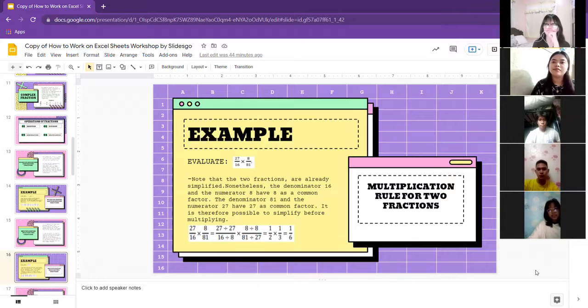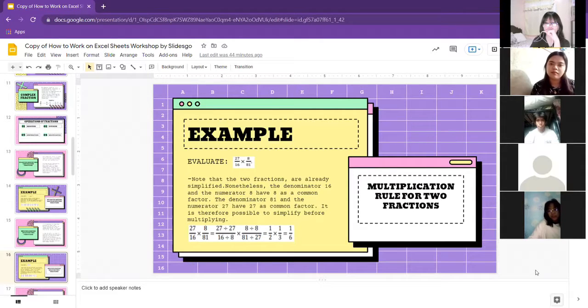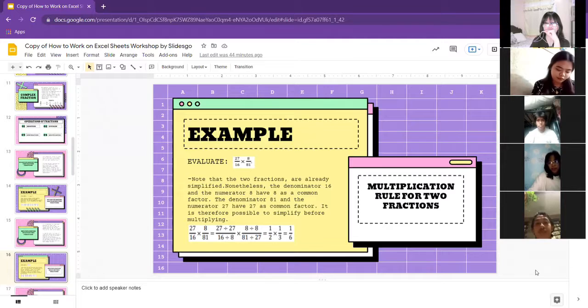27 over 16 times 8 over 81: 27 divided by 27 equals 1, 16 divided by 8 equals 2, 8 divided by 8 equals 1, and 81 divided by 27 equals 3. Therefore, 1 half times 1 third equals 1 sixth.